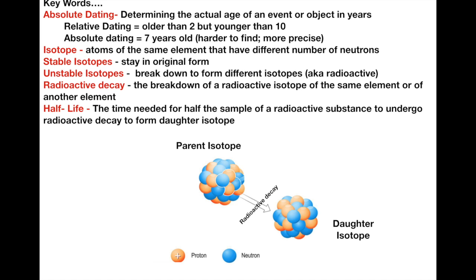Welcome to our popcorn absolute dating lab. So let's go over a couple of key terms we have. Absolute dating is determining the actual age of an event or object in years. There is a difference between absolute and relative dating.